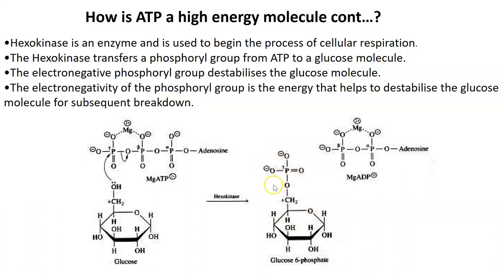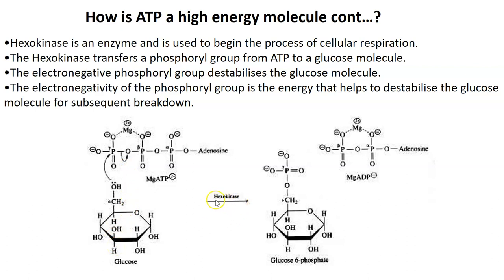As soon as you have this extra phosphate group, you've got all these oxygens present in very close proximity, all of them electronegative, just bursting with energy, and it's this energy here that destabilizes the glucose molecule. So let's take a step back. This hexokinase uses ATP. In the active site of the enzyme, it brings in ATP, takes off this phosphate group, and specifically adds it to a glucose molecule.